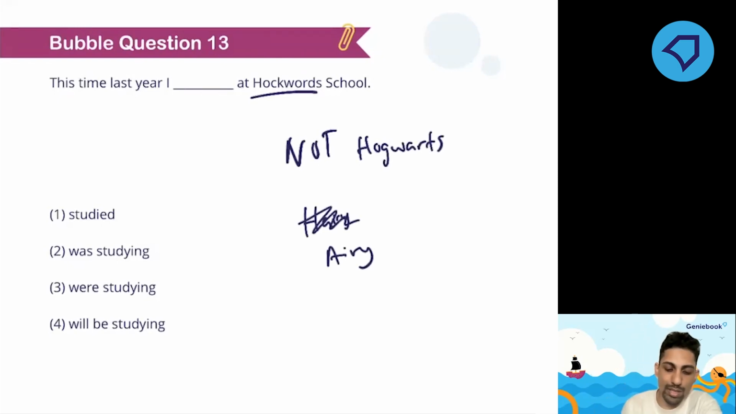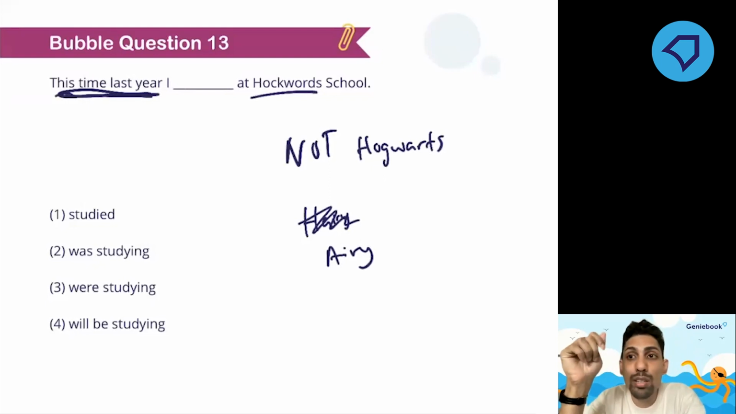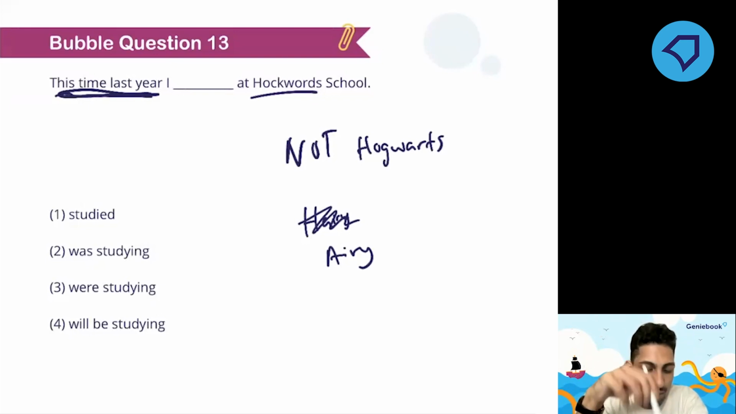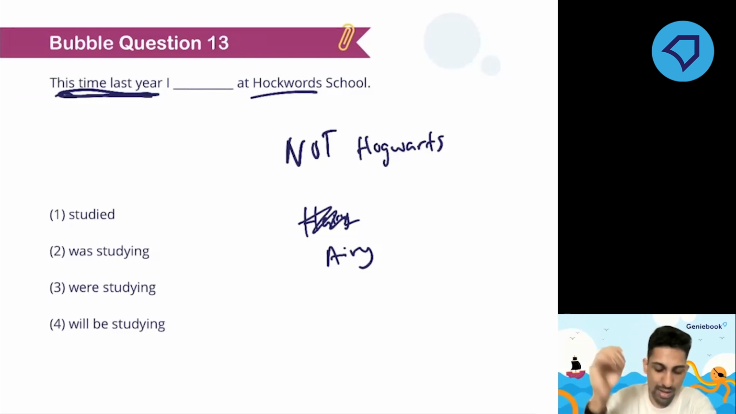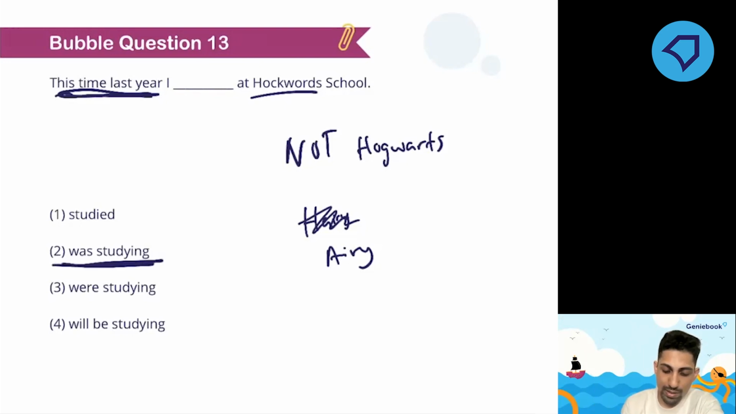This time last year, what this means is that, what is it today? Today is the 22nd of January 2022, right? At this time last year, 22nd of January 2021. That is what this sentence means. This time last year, that means on the 22nd of January 2021, I was what? I was studying. Because why?